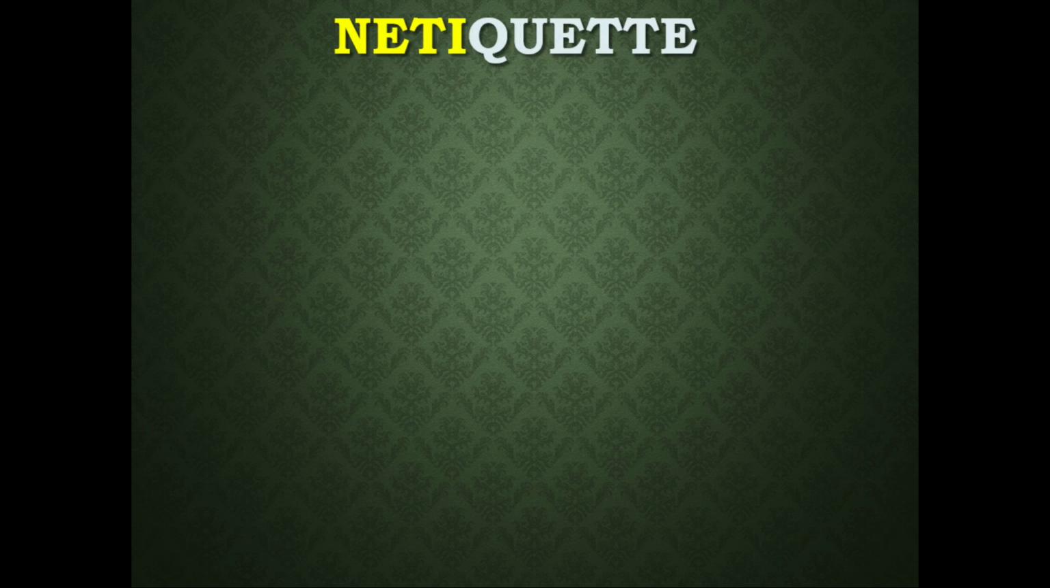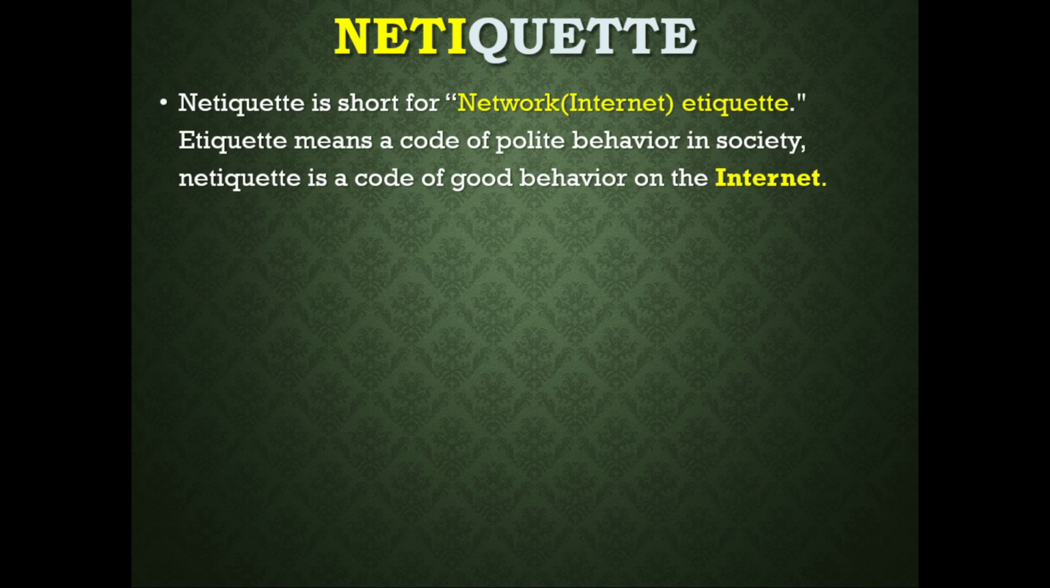Now the next topic is netiquette. Netiquette is a short form of network etiquette. So etiquette means showing polite behavior in society, and netiquette means showing good behavior on the internet.